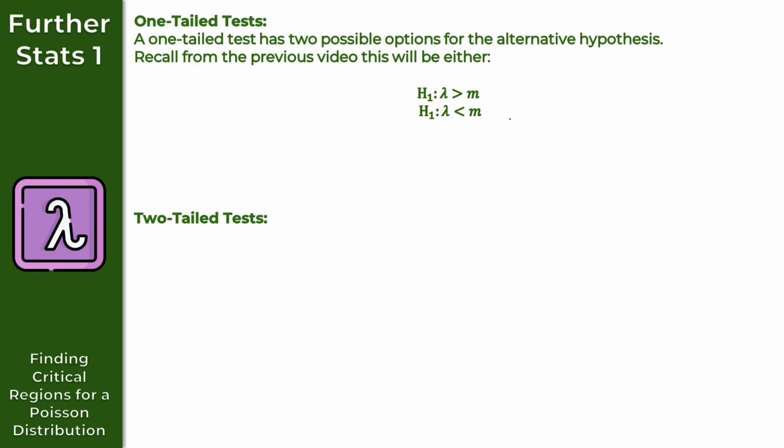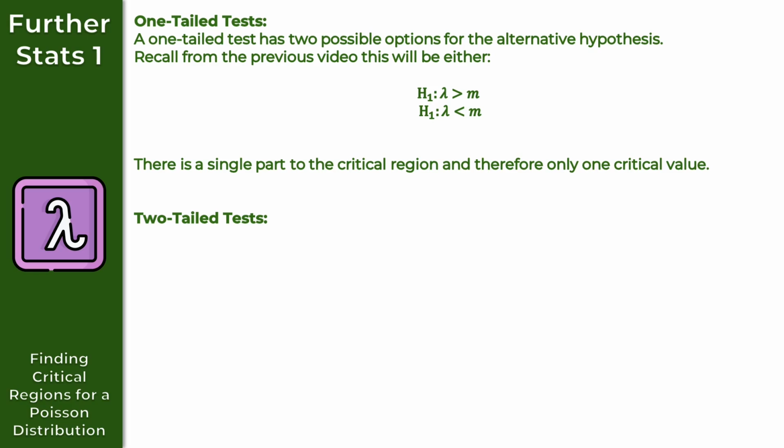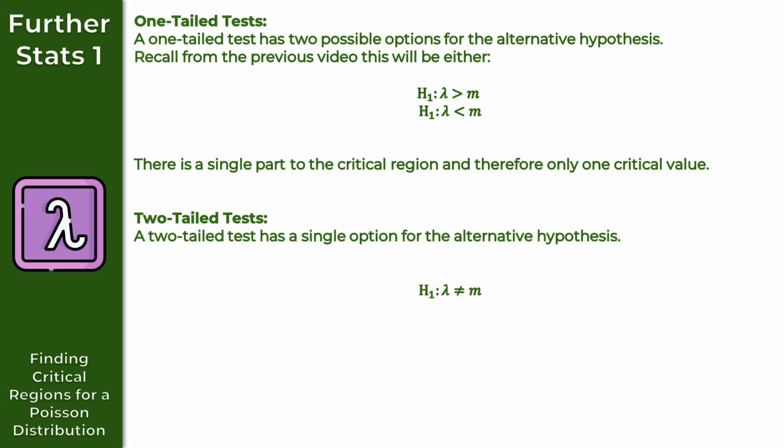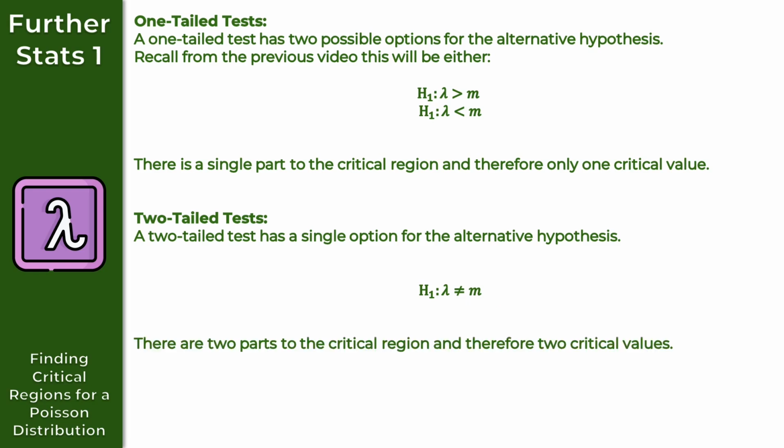Now, given that we have a one-tailed hypothesis test, there is a single part to the critical region and therefore only one critical value. So that's a one-tailed test. What about two-tailed tests? For a two-tailed test, there is a single option for the alternative hypothesis, so a little bit more straightforward. We simply have for H1, lambda is not equal to some value m. For a two-tailed hypothesis test, there are two parts to the critical region and therefore two critical values.